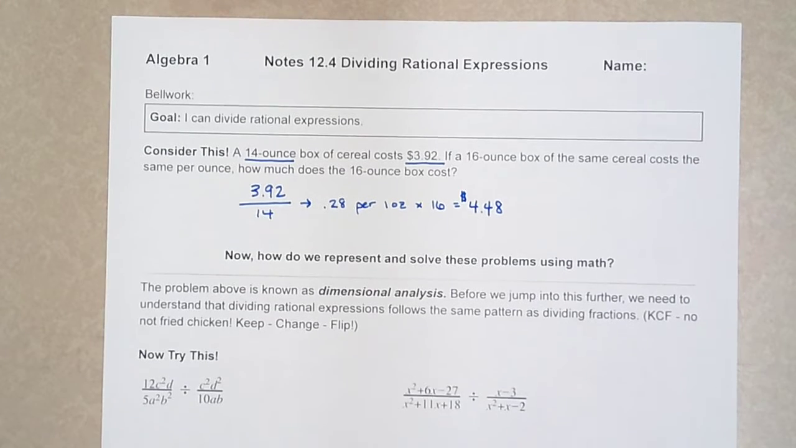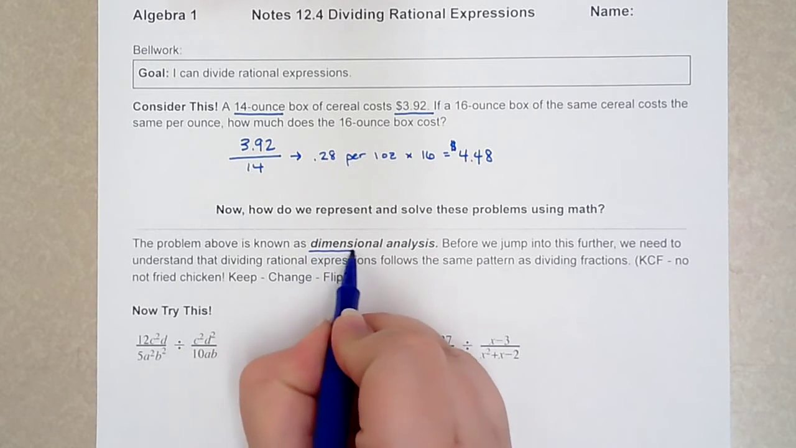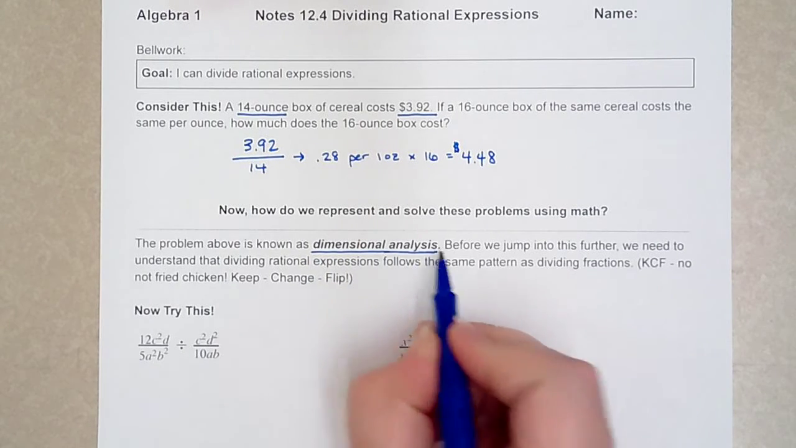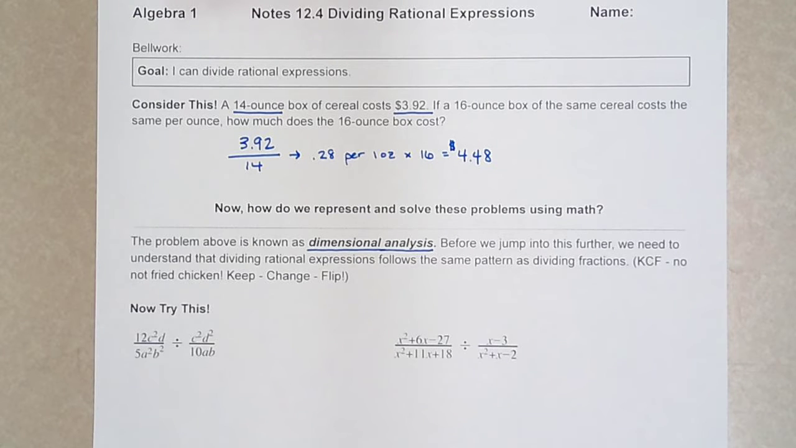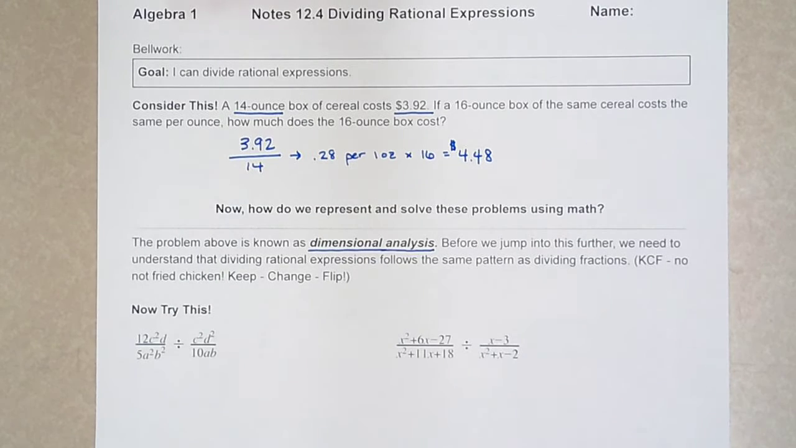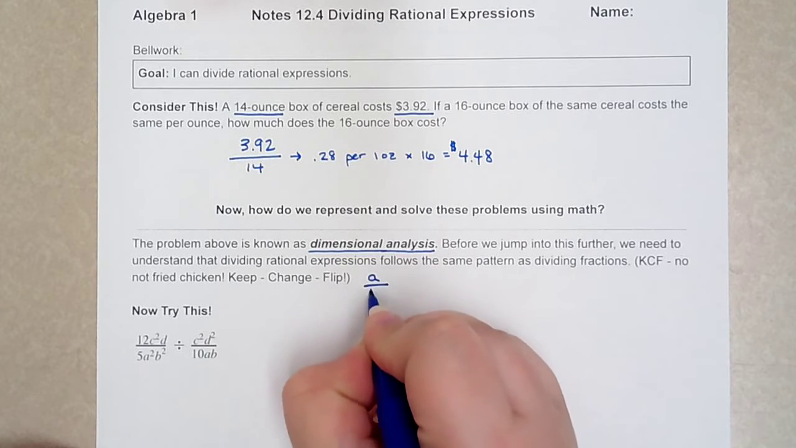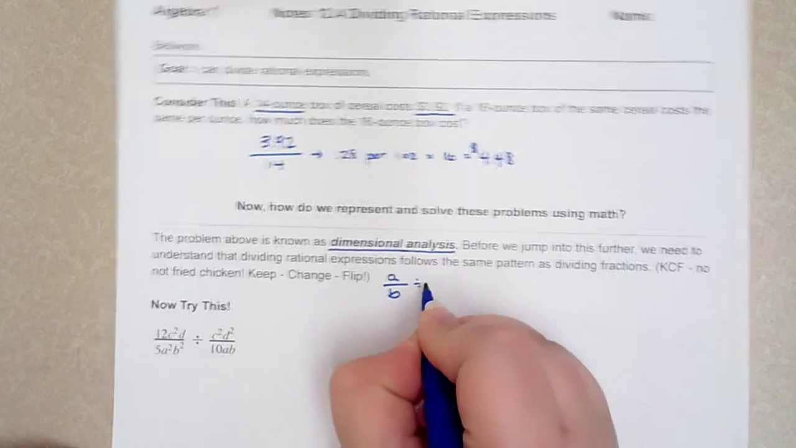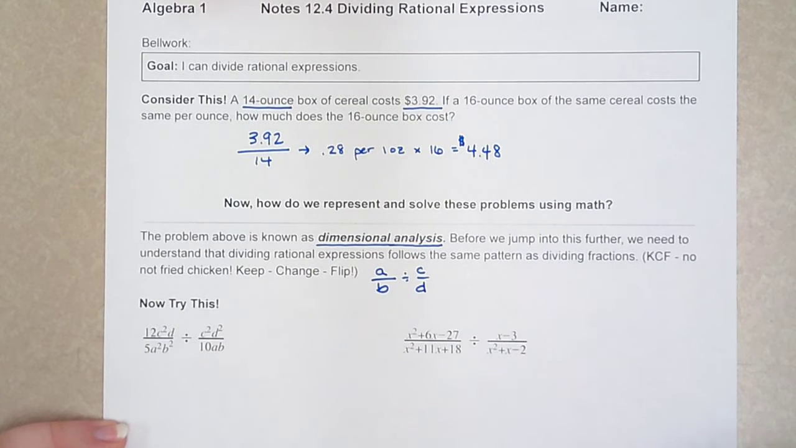So the problem above is known as dimensional analysis. Dimension means part, analysis means to look at certain parts. But before we jump into this further, we need to understand that dividing rational expressions follows the same pattern as dividing fractions. So if you don't remember what that looks like, when we have one fraction divided by another fraction, we're going to use the keep, change, flip method or the invert and multiply method, whatever works best for you.